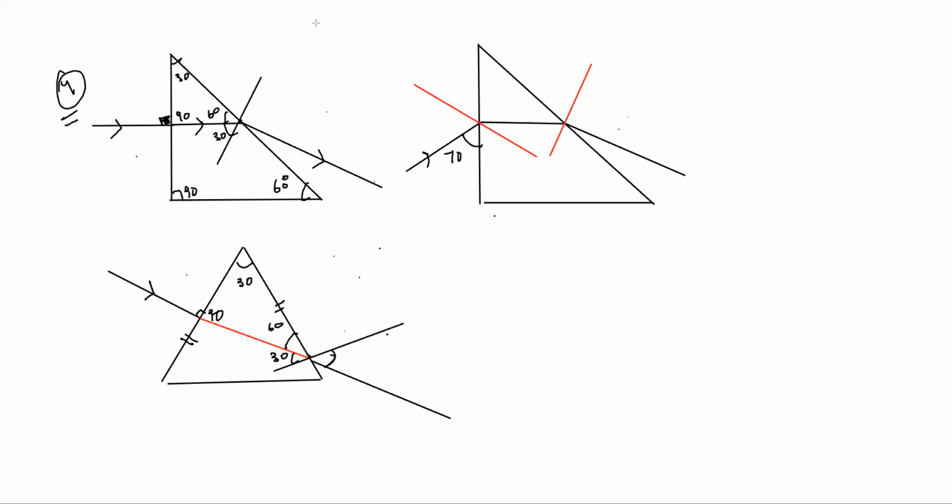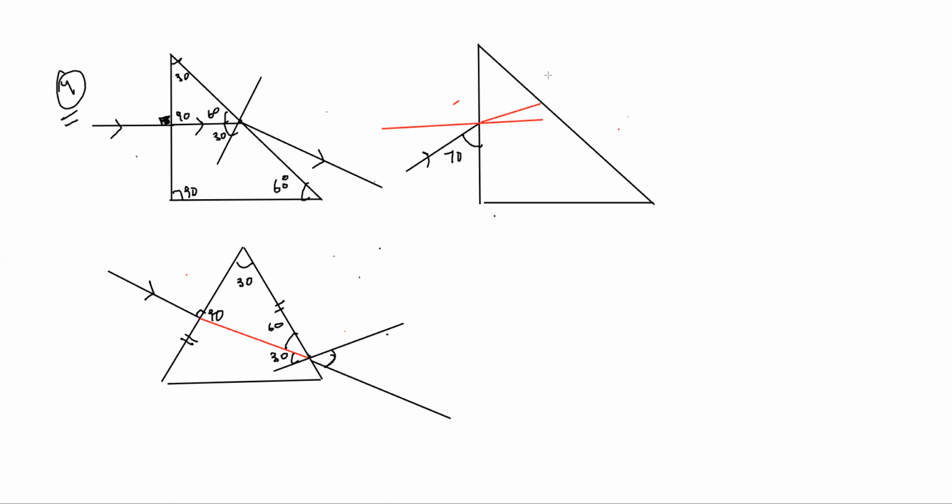Just wait. I made a wrong normal. I made a wrong normal, right? Yes. Normal is this. Now light bends towards the normal. So it will bend slightly like this. Okay?